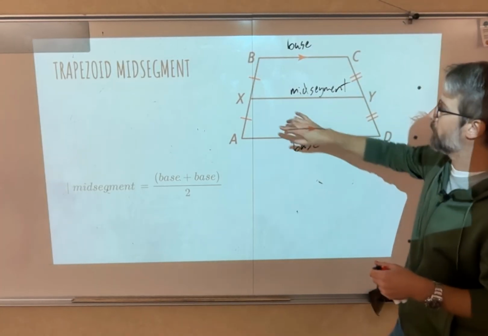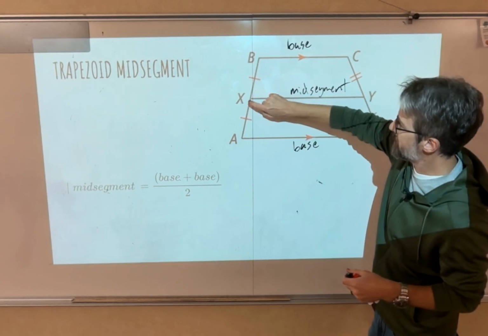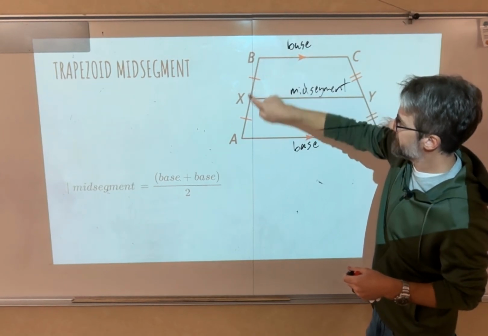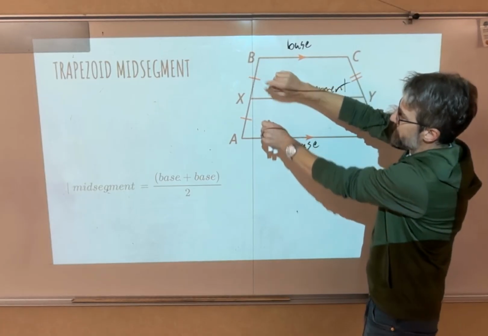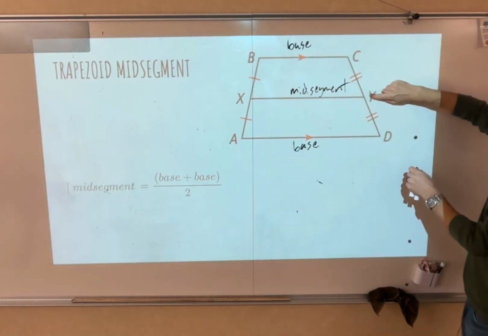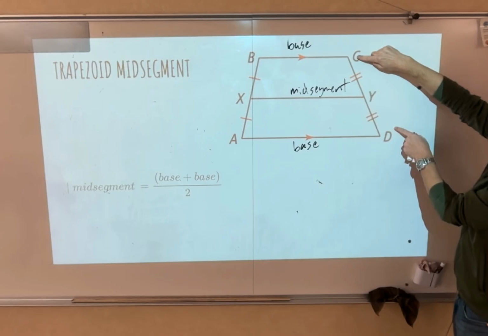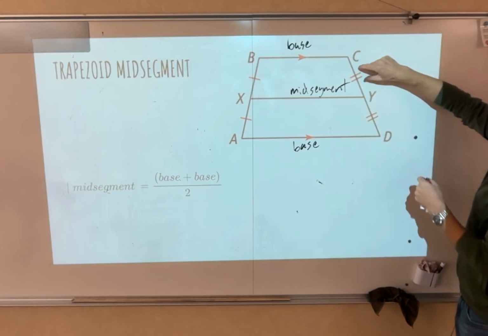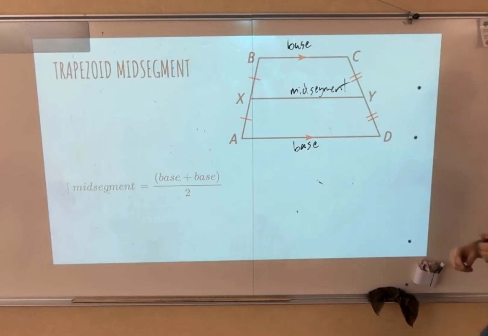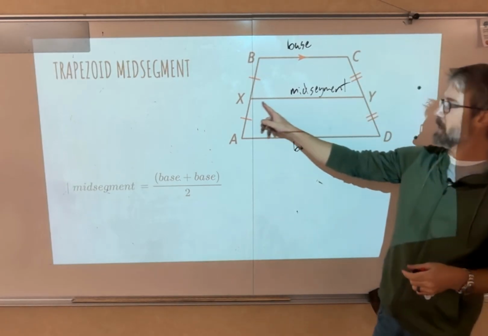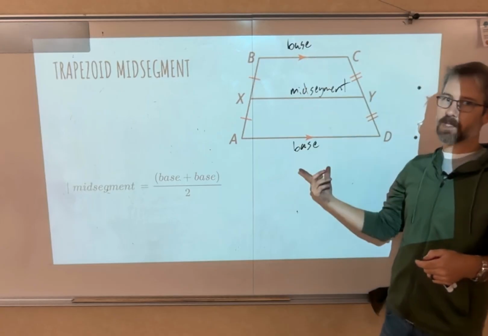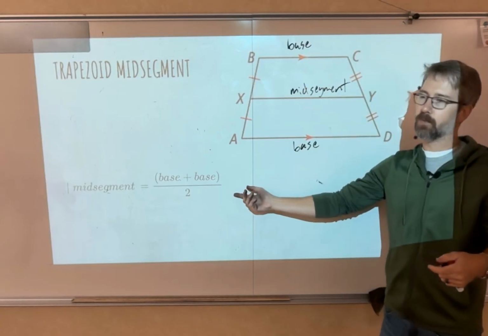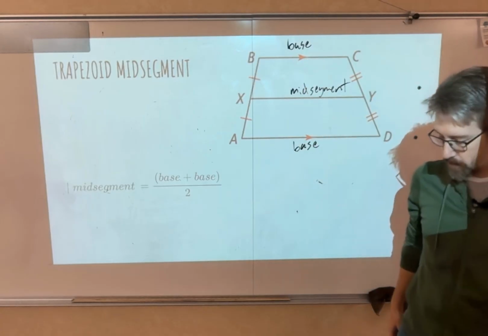In order for this to work, this has to be the midpoint of this side. So x is the midpoint of AB, I can tell because those two segments are congruent. And y over here has to be the midpoint of this line segment from C to D, and I can tell because of the double tick marks. So that forms this mid-segment. The formula for that is the length of this base plus the length of this base divided by 2. It's the average of the two of them.